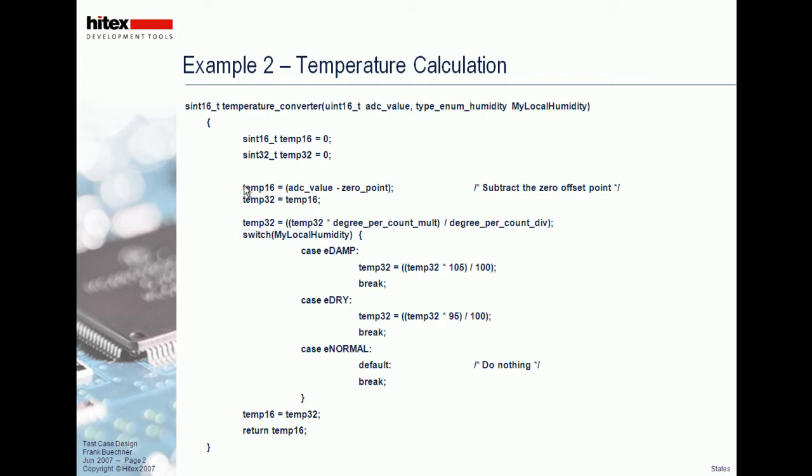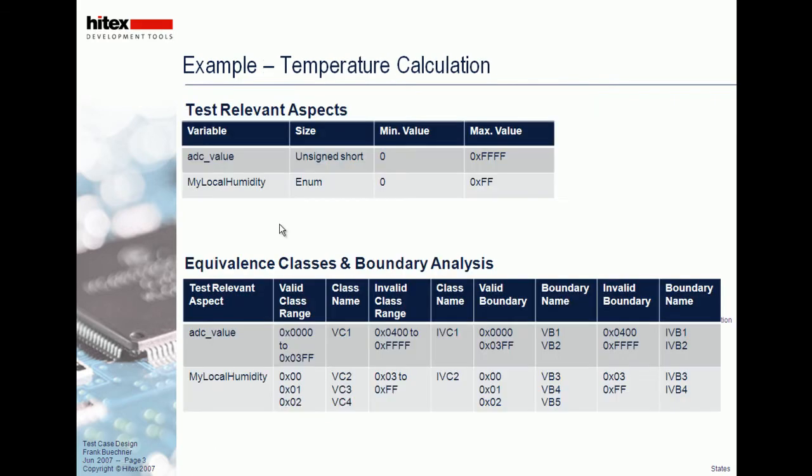This is the example which was shown in part 1. If you remember, we have two input variables, ADC value and my local humidity. So just to recap, we have two input parameters and we have one return parameter. If you remember from part 1, we had identified that there were two test relevant aspects to this function under test. Those two test relevant aspects were the two input parameters.